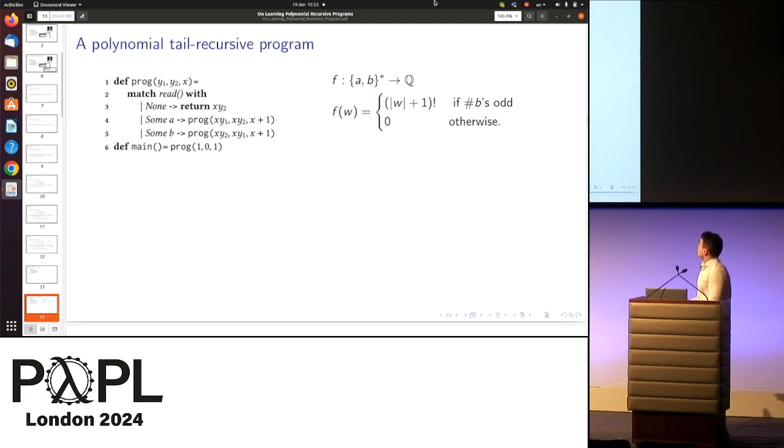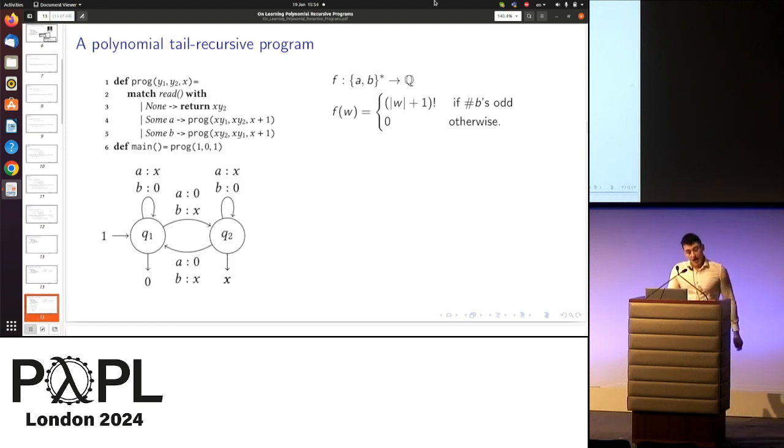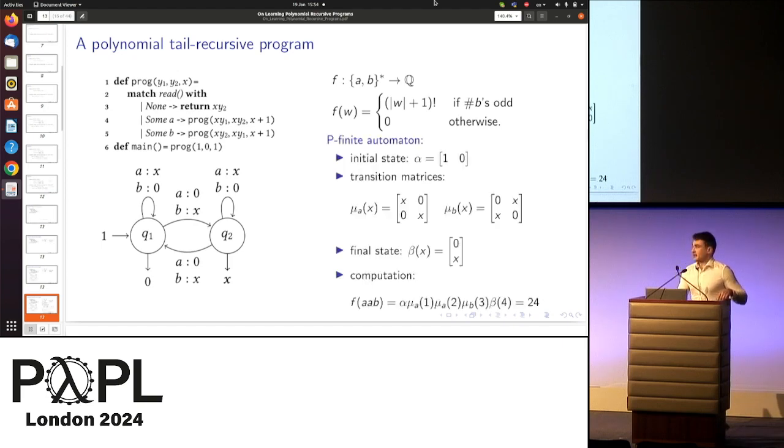I can have it in this form, and I can actually write down the function that it computes. On an input string w over the two-letter alphabet, it will output the (length plus 1) factorial if the number of b's in the string is odd and 0 otherwise. Or I can reframe it as an automaton. How would this look? This is the graphical representation, which is a bit inconvenient to work with if we want to analyze what it does. Or we can use the more algebraic representation.